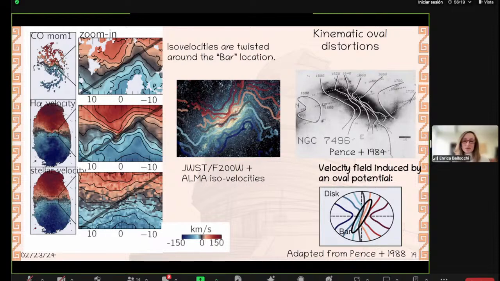Wouldn't it be useful to distinguish between bar and inflow structure? Somehow I don't have clear how it could be applied at this moment. Yeah, I need to work on that. Okay.